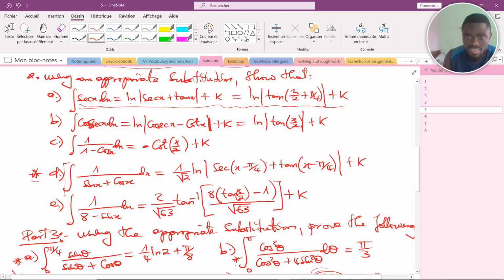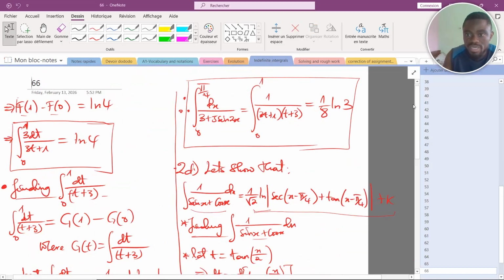Okay, there are a lot of secrets I'm going to reveal to you in this exercise. This is a very important exercise, and I'll show you two techniques to show this integral. So without wasting time, let's move directly to the exercise. I've already solved it, so I'll just be explaining.